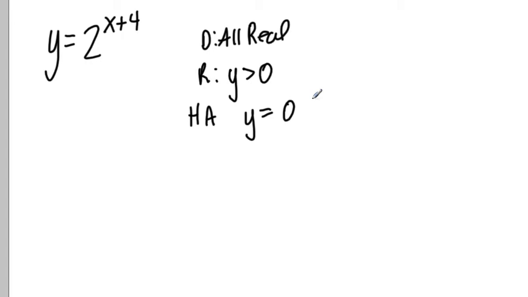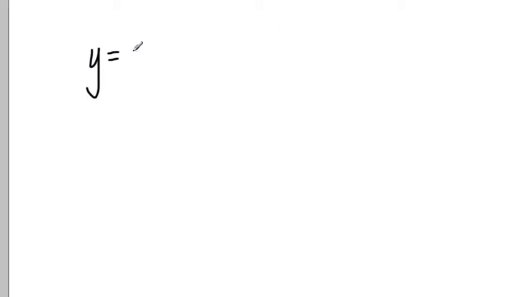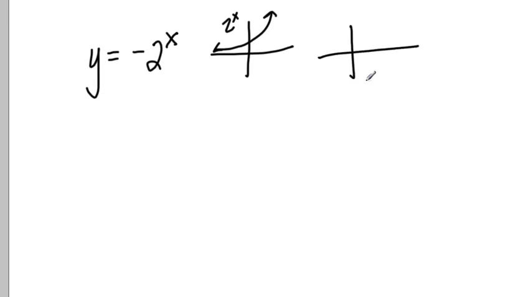Paper's out. Questions? Tell me what this one does. It flips it down. So what are you thinking in your head? This is the parent, right? That's 2 to the x. What is negative x? Draw it with your finger. It mirrors it over the x-axis, so it looks like this.